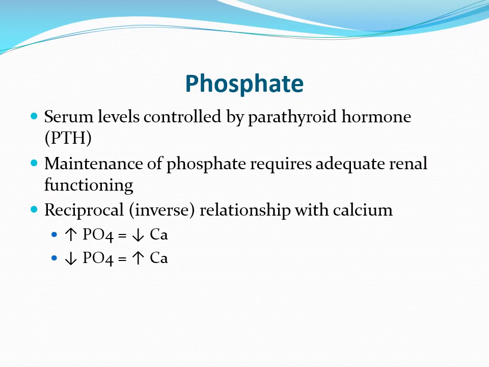So this is something that's important: how phosphate and calcium react with each other. If you have high phosphate, usually you have low calcium. If you have low phosphate, you usually have high calcium. So you might see a question somewhere like, hey, this patient's phosphate is abnormal. What is their calcium going to look like?